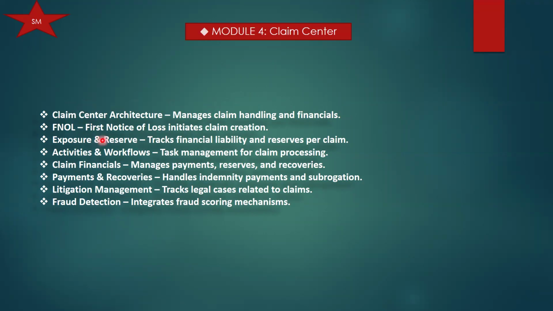The first option is FNOL, first notice of loss, which initiates claim creation. So here we initiate the claim creation when the first notice comes. Then the second one is exposure and reserve. Here we track financial liability and reserve per claim. So in Guidewire, this tracks the financial liabilities. Then activity and workflow, task management for claim processing.